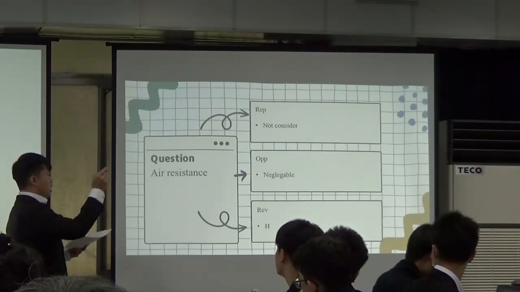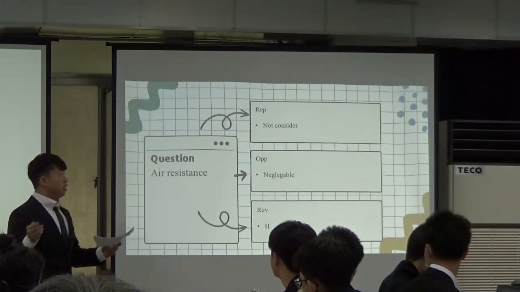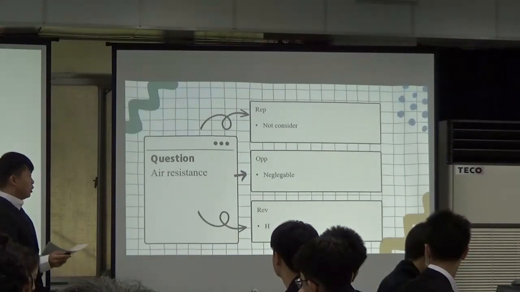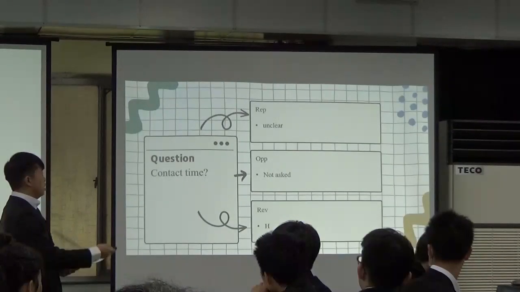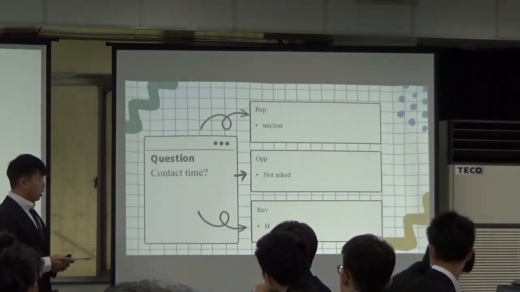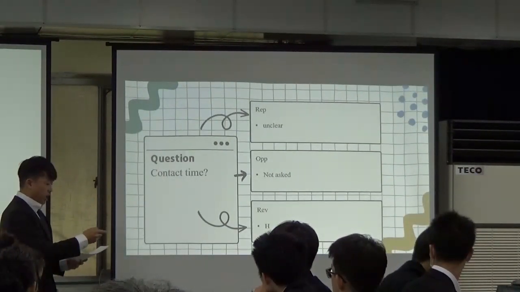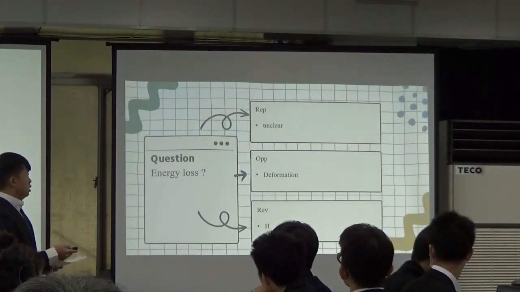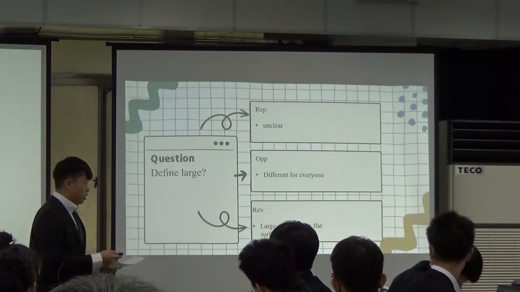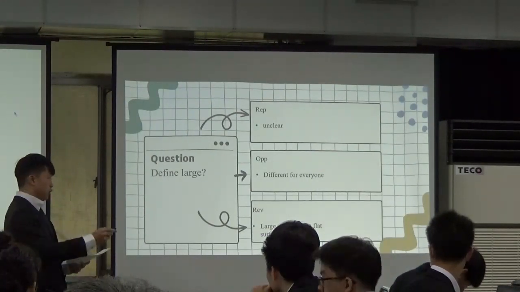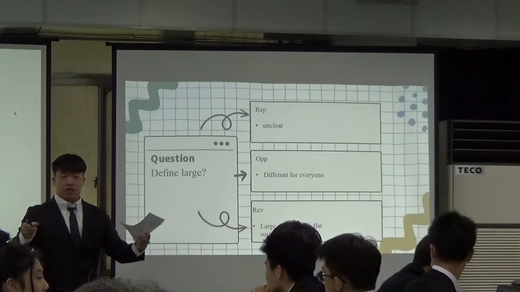Air resistance, they didn't consider it in their theory, negligible, and then the reviewer thinks contact time, unclear reply, and then the opponent did not ask. So yes, how to define large is different for everyone, and then the reviewer thinks that how to define large is large enough for a flat surface.